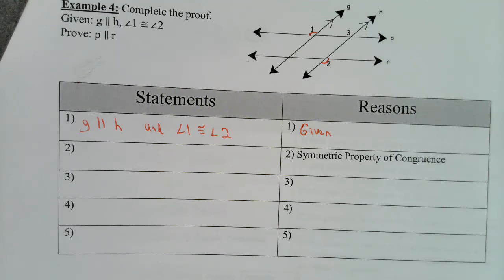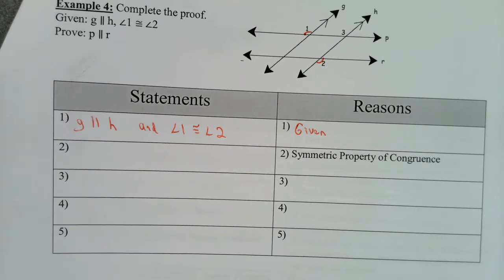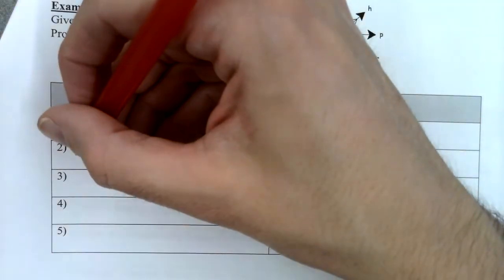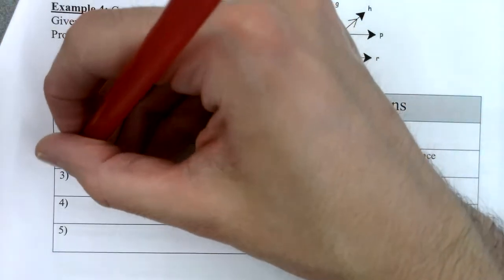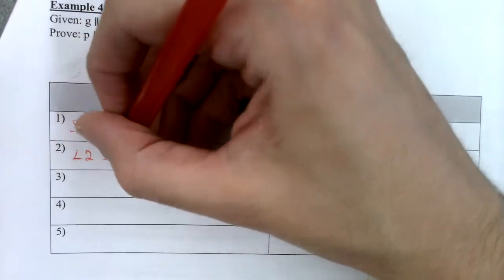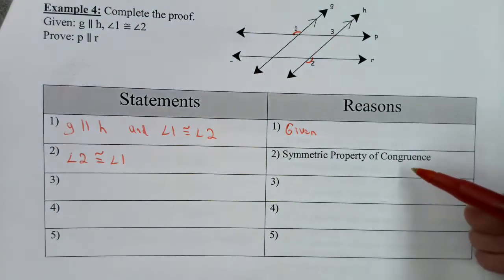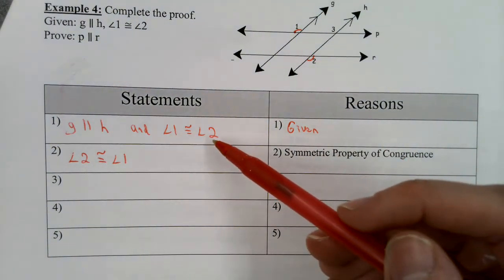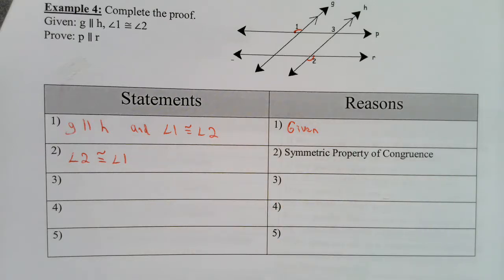Now, in case you're wondering, it says use the symmetric property of congruence next. The reason why we're doing that, you'll see in a minute, but I'm going to say angle 2 is congruent to angle 1. I'll explain why we're doing that in a minute. Symmetric property of congruence. We had angle 1 is congruent to angle 2. I just rewrote that as angle 2 is congruent to angle 1.